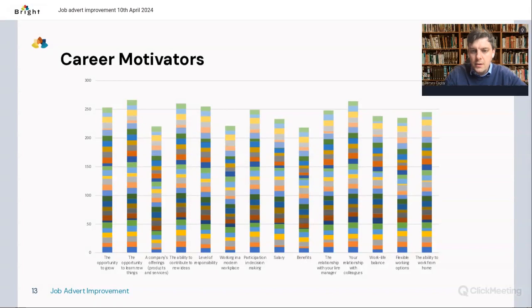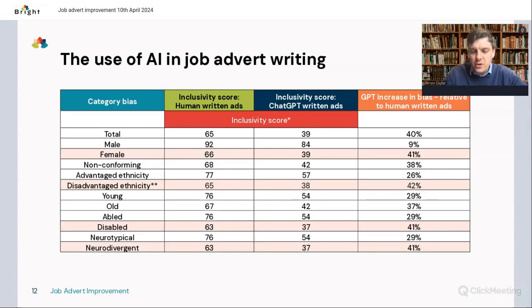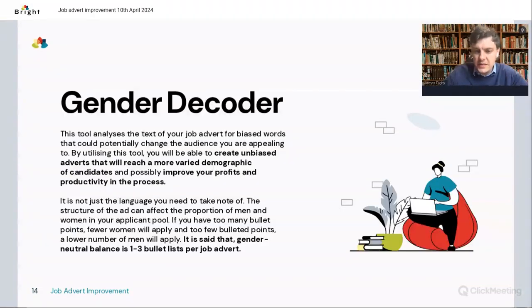Perfect. So when we're talking about this diagram, I touched a little bit on diversity and inclusion there. Although it's very difficult to write a fully inclusive job advert as a human rather than using AI, one thing that you can do to give yourself a healthy boost in terms of reducing any bias would be to use something called a gender decoder.